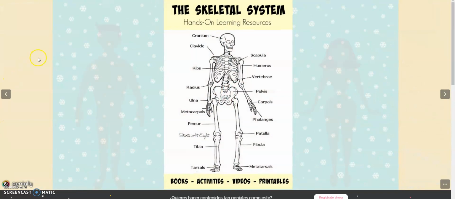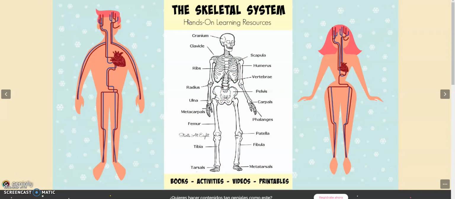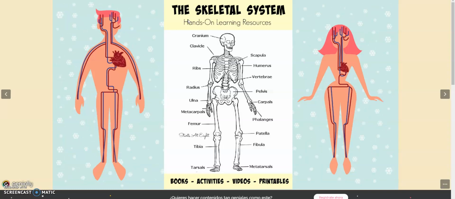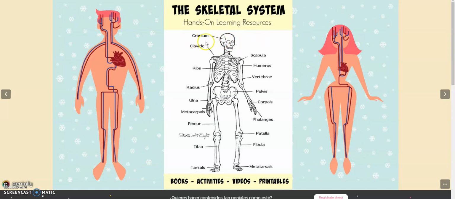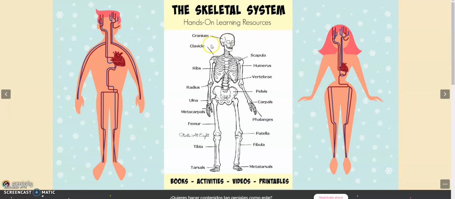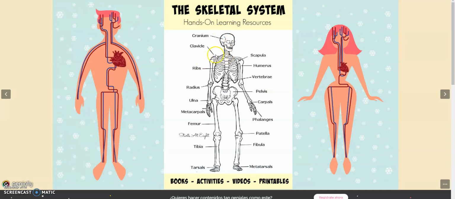Let's carry on. And the last system we're going to study today is the skeletal system with the different names and types of bones there are. Let's start with the first one. This is the cranium, el cráneo, the cranium. Then these ones over here are the clavicle.